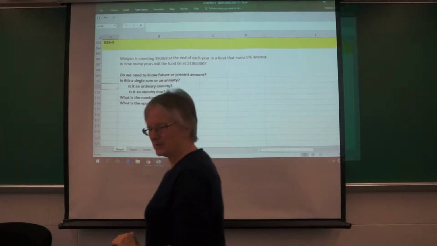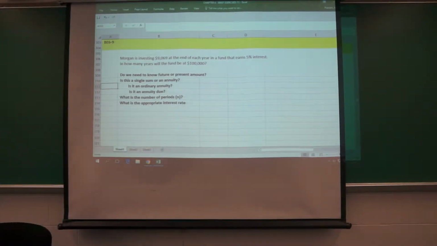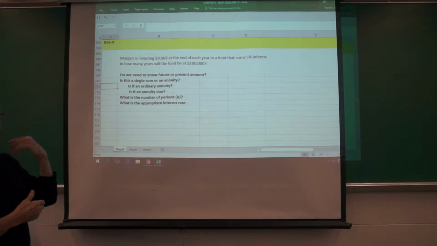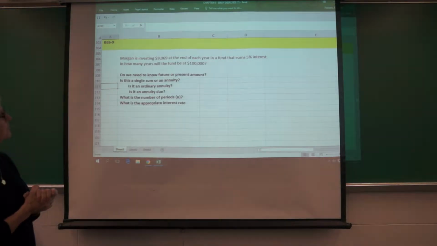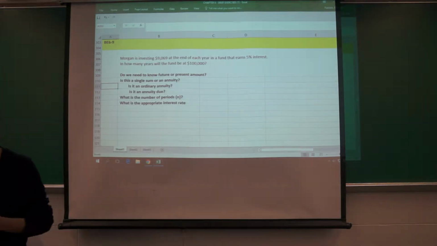All right, so this is brief exercise 6-9, and this is where you have Morgan, who is investing $9,069 at the end of each year. Oh, that should key right now. I think we're dealing with an annuity, end of each year. And it's probably an ordinary one because it's not at the beginning. That earns 5% interest. In how many years will the fund be at 100,000?